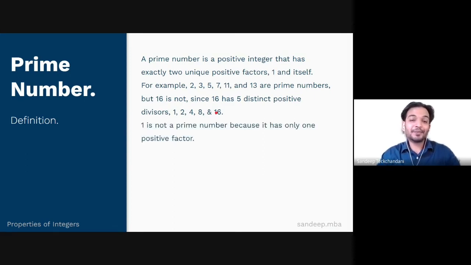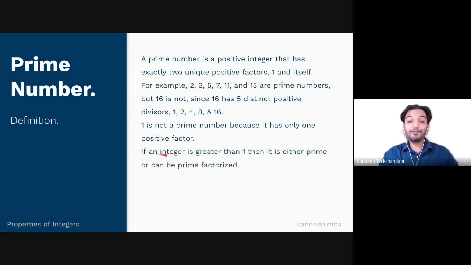My friends, please remember that 1 is not a prime number because it has only one positive factor, that is 1 itself. If an integer is greater than 1, then the integer is either prime or it can be prime factorized. Let's say I take the number 100. I can prime factorize it as 2 times 2 is 4, 4 times 5 is 20, and 20 times 5 is 100.